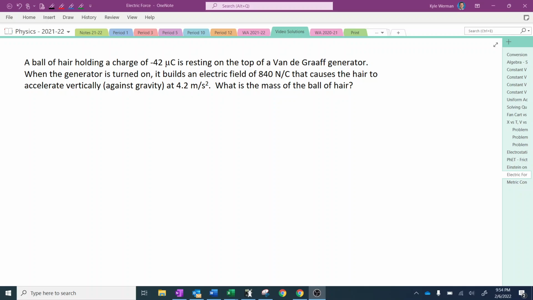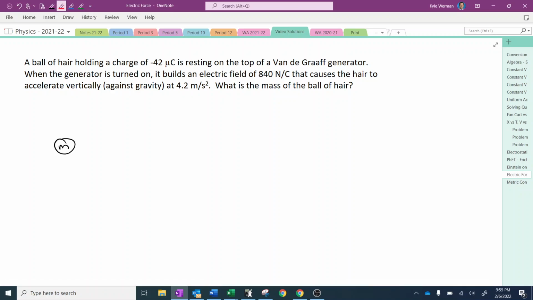And the problem asks for, well, what is the mass of the ball of hair? So we're dealing with some forces. We have a charge, we have a field strength that applies forces to charged objects. We have an acceleration. So hopefully you're thinking, hey, Newton's laws, right? F equals ma. And we should be thinking about a free body diagram. So I'm going to draw my tuft of hair with some mass that I don't know.